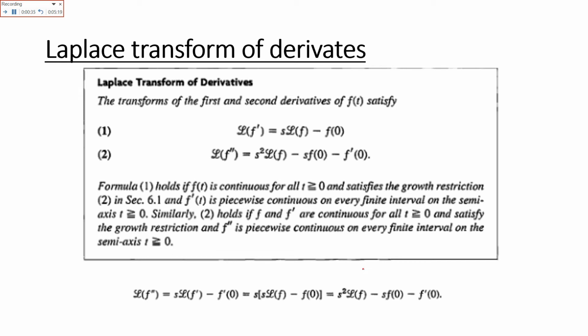Laplace of the second derivative equals to s square Laplace of the function minus s times the function at 0 minus the first derivative of the function at 0. These two formulas are basically very important formulas related with the Laplace transform of the derivative. Formula 1 holds if f of t is continuous for all the values of t that are greater than or equal to 0 and satisfies the growth restriction in 2. How have we evaluated the formula for the second derivative?